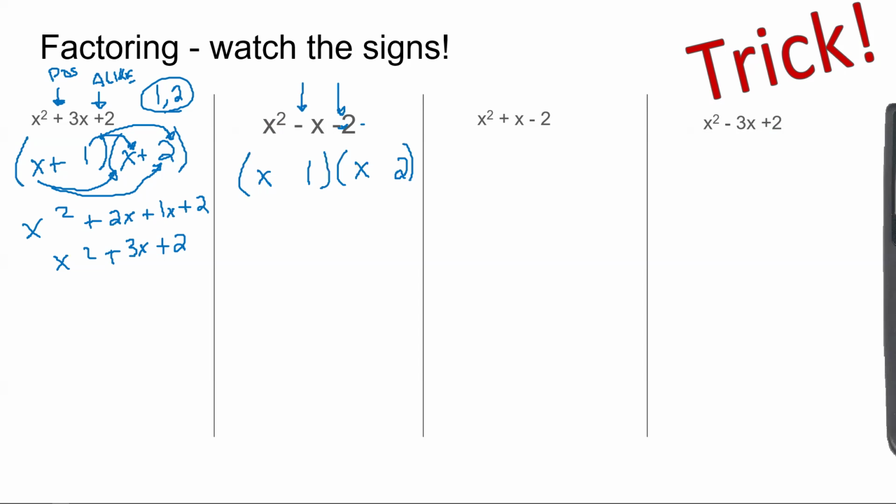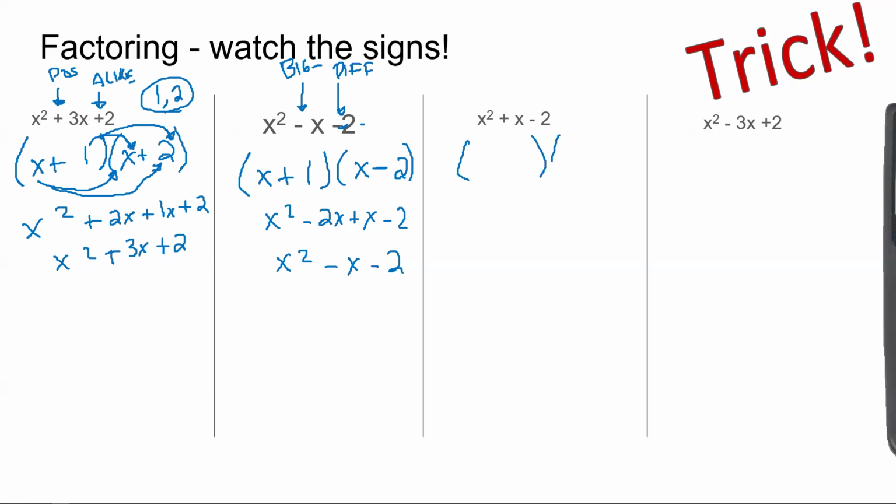I can look at this sign, and that last sign told me that they were different, one positive, one negative. This one says the big one is negative right there. And so the bigger number is 2. I'll put that here. And the other one is positive. You check it and you get an x squared minus 2x plus x minus 2. Positive 1 times negative 2 would be negative 2. And when you combine those like terms, then you get back where we started. The signs tell you which way to go on these things.